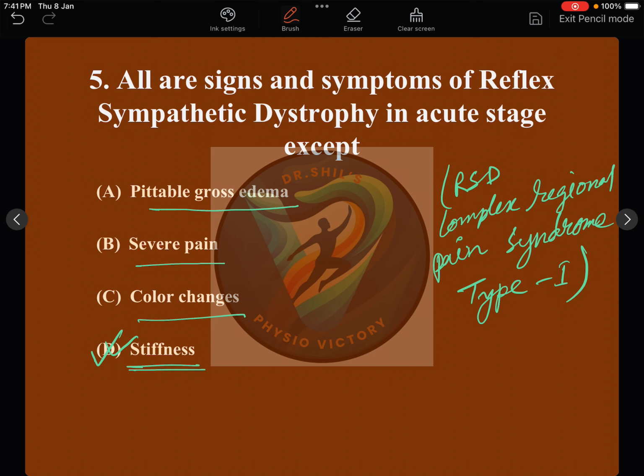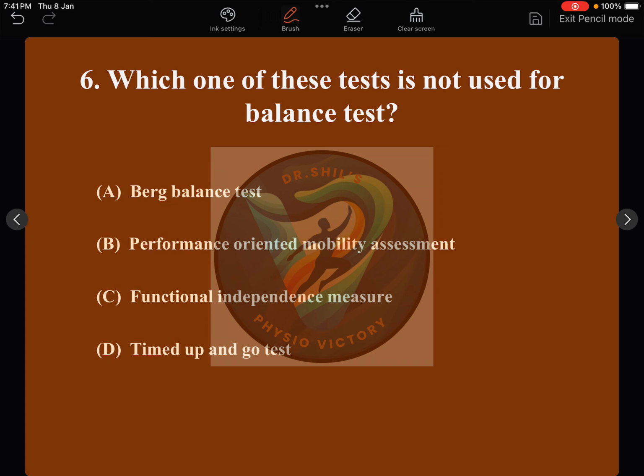So, next, come to question number 6. Which one of these tests is not used for balance test? Option A, work balance test. Option B, performance oriented mobility assessment. Option C, functional independent measure. Option D, timed up and go test, also called TUG test. Here the correct answer is option C, functional independent measure.